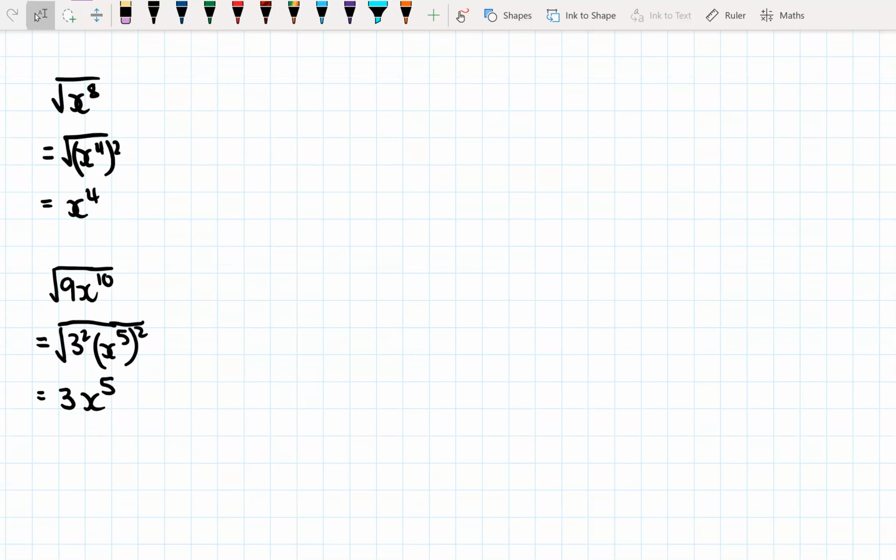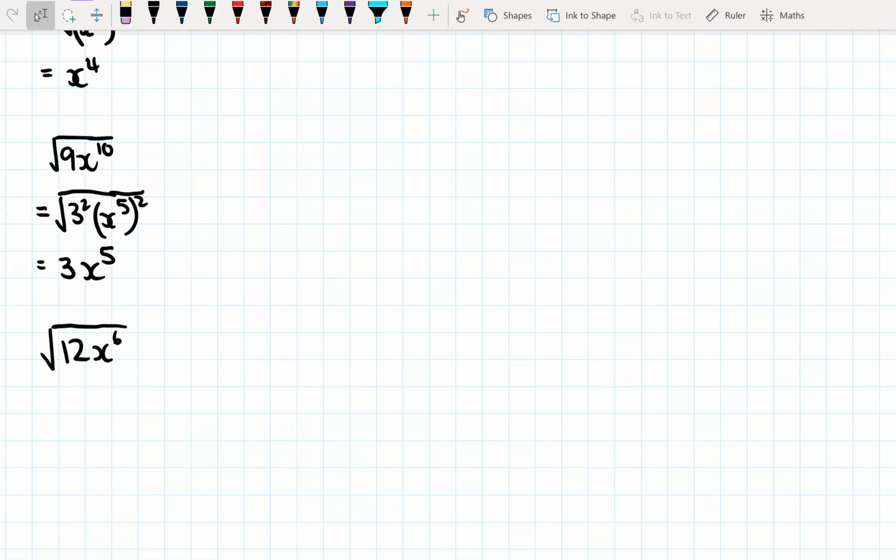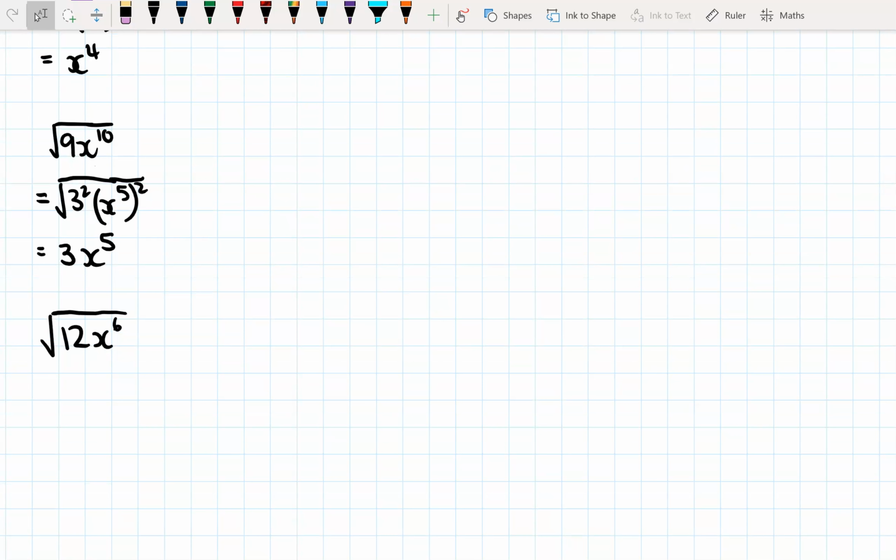Sometimes you might also get one where this can't happen. For example, you might get the square root of 12x to the power of 6. Now we can't take the square root of 12, we know we can't do that, so you have to think about that using your simplification rules. So we have the square root of 3 times 4 times, and we're going to do our simplification with the x, so we have x cubed to the power of 2.